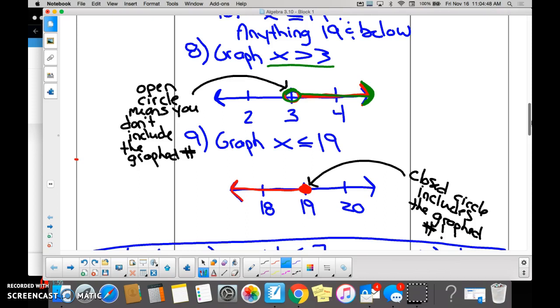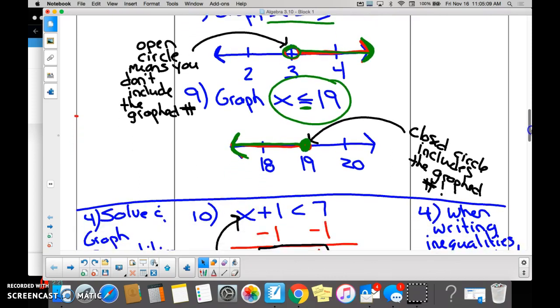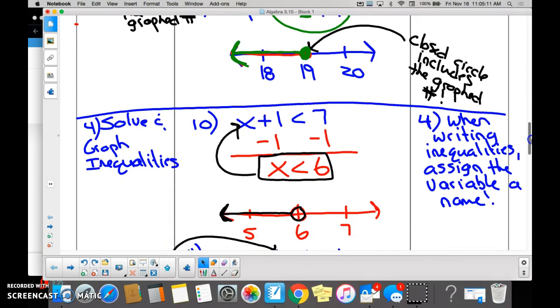Yes. On this one, Rodrigo, it's a closed circle. Why? Because that means the number is now counted for. It's now counted for, so it's either equal to or, in this situation, equal to or less than. So x is less than or equal to 19, because the closed circle means it includes that number 19.